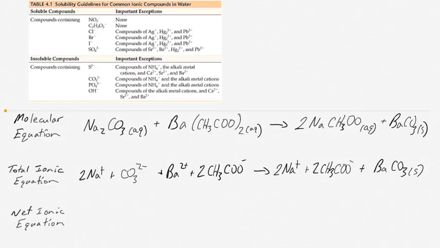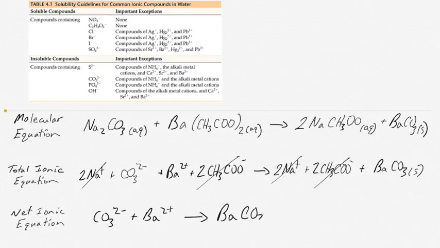Everything that can split up has split up. And our net ionic equation is calculated exactly the same way as it was in the previous example, where we cancel things that show up on both sides. 2 sodium ions, they cancel. 2 acetates, and they cancel, so we're left with CO3 2- plus Ba2+, all going towards BaCO3 solid. So this is our net ionic equation where we have ions on one side and a solid, or at the very least non-aqueous system on the right-hand side. In this case, we have a precipitation reaction where a solution of carbonate ions and a solution of barium ions react to produce solid barium carbonate.